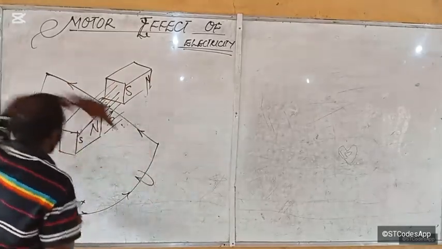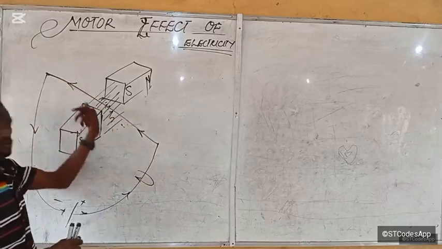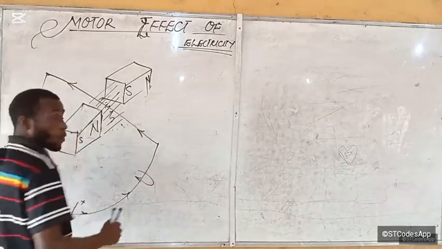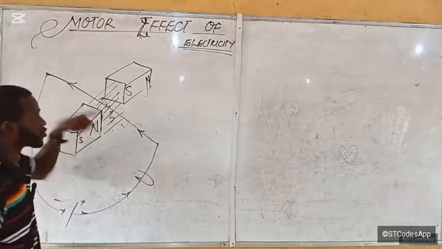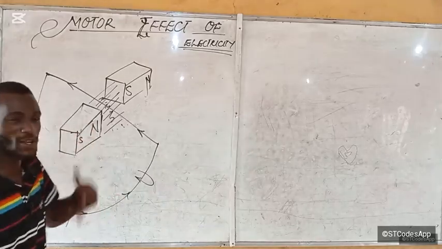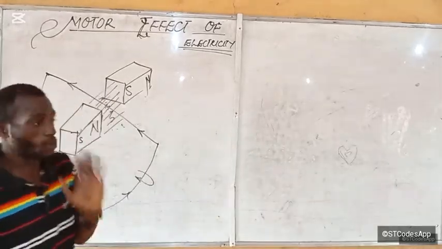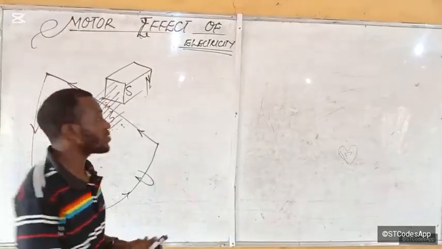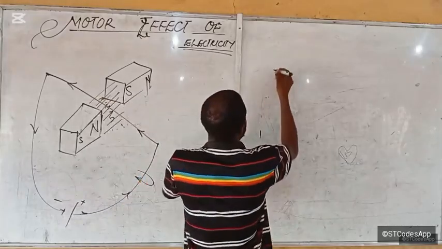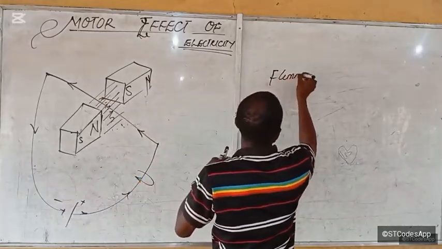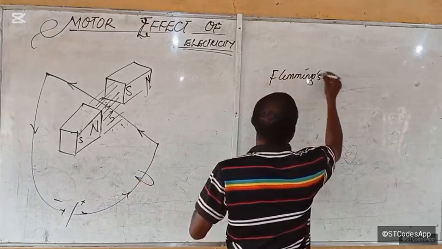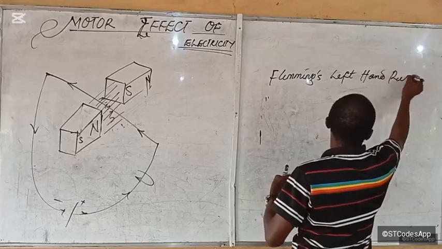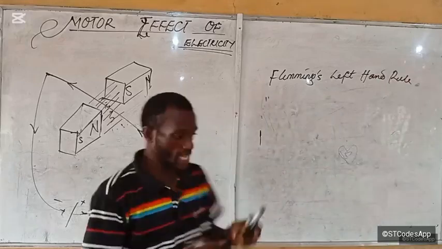Now, if I put a wire into this magnetic field and I connected it to a voltage source and current was flowing in that wire, what will happen is that this wire is going to experience a force and is going to move in a direction. Quickly, let me show you the direction it's going to move. The rule we are going to use to learn it is called the Fleming's left-hand rule.